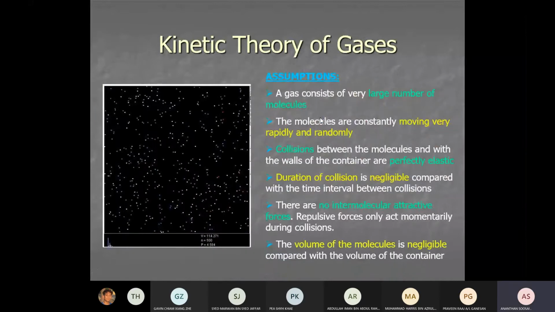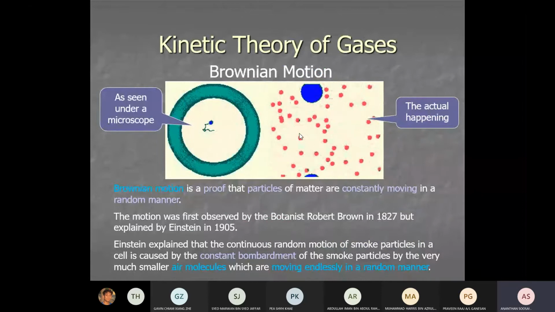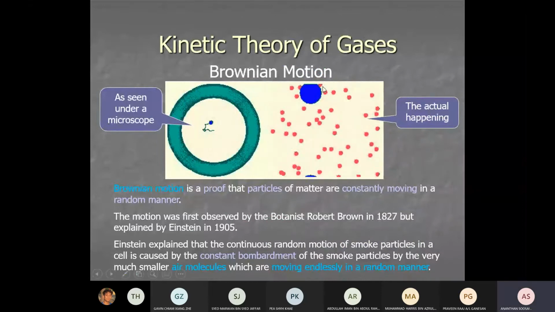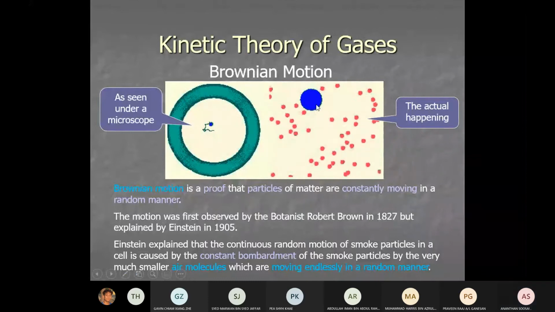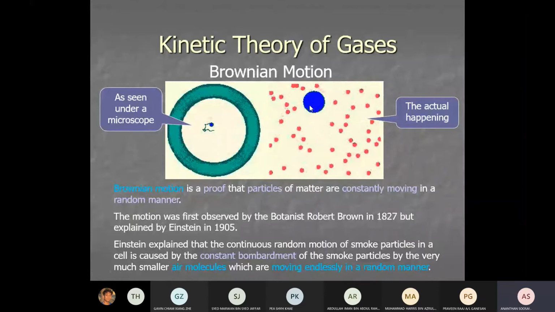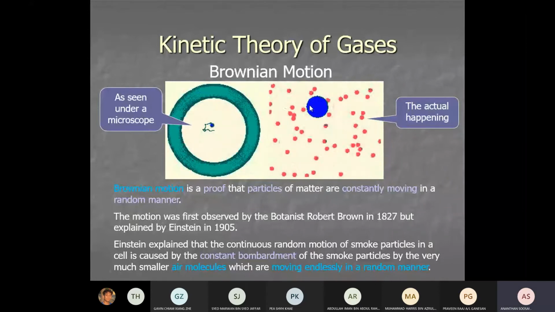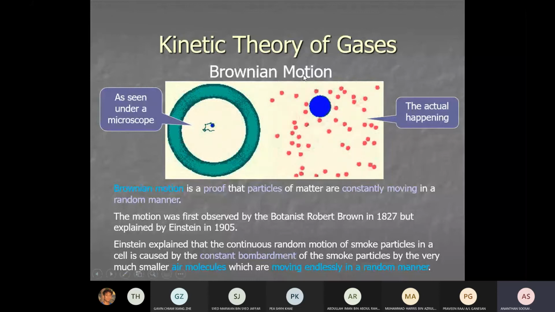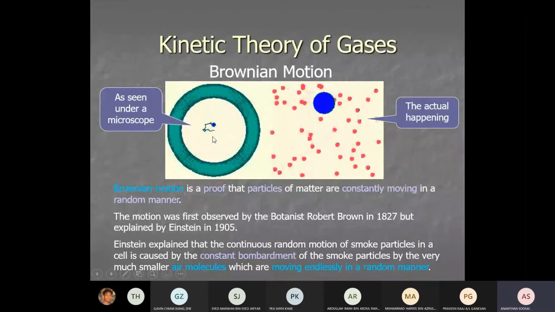So in Brownian motion, what is the observation? What is the conclusion? In Brownian motion, what has been observed? The dust particle moves in a jerky manner. That's the observation. Some students said the air particles move randomly. That's not an observation. Observation is what you saw in the experiment. What you saw is the dust particle moving in a jerky manner.